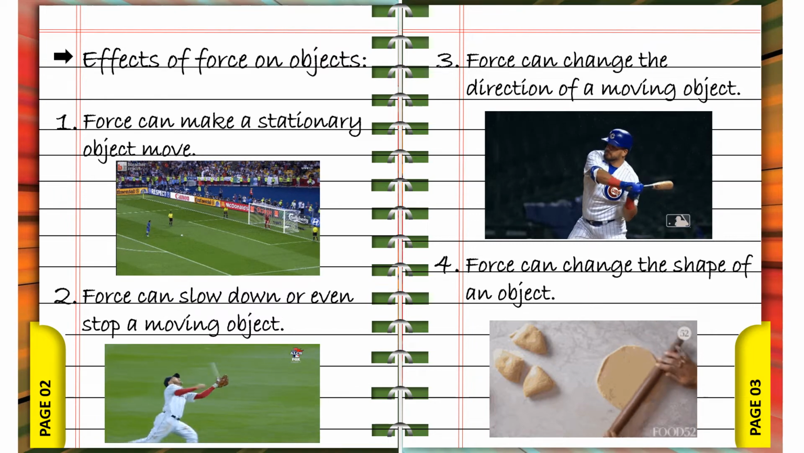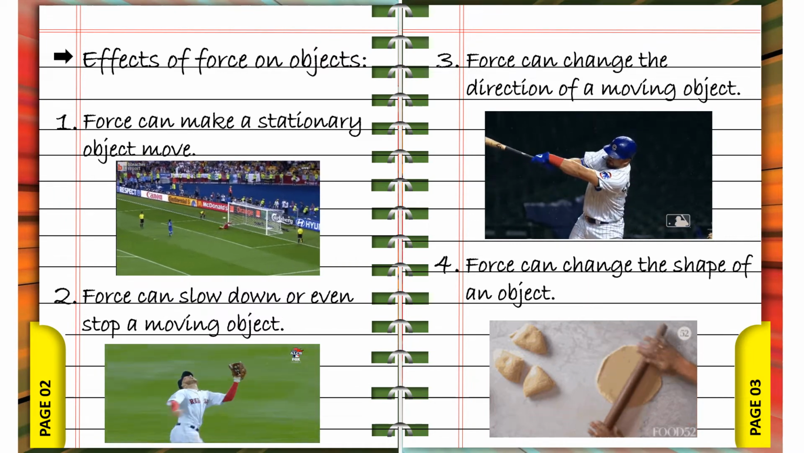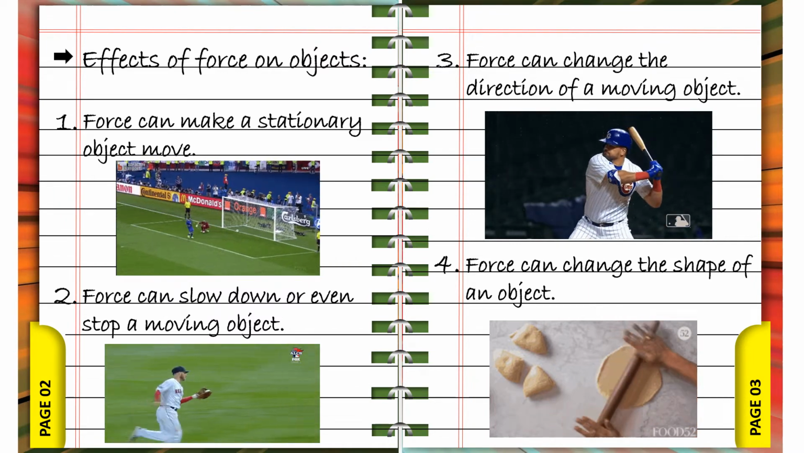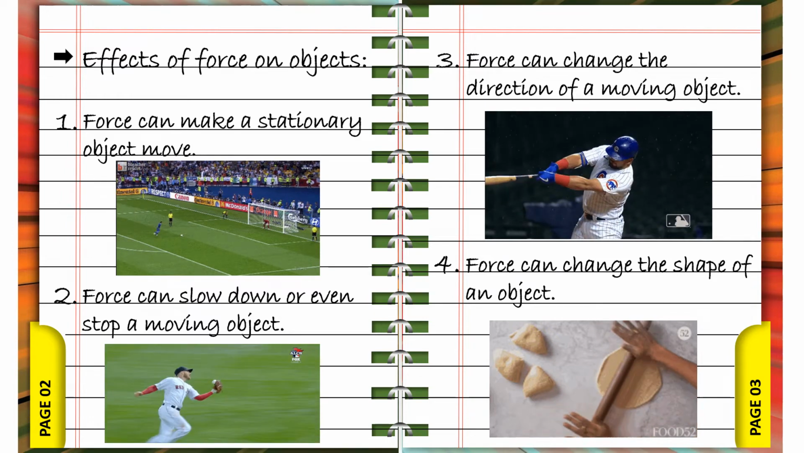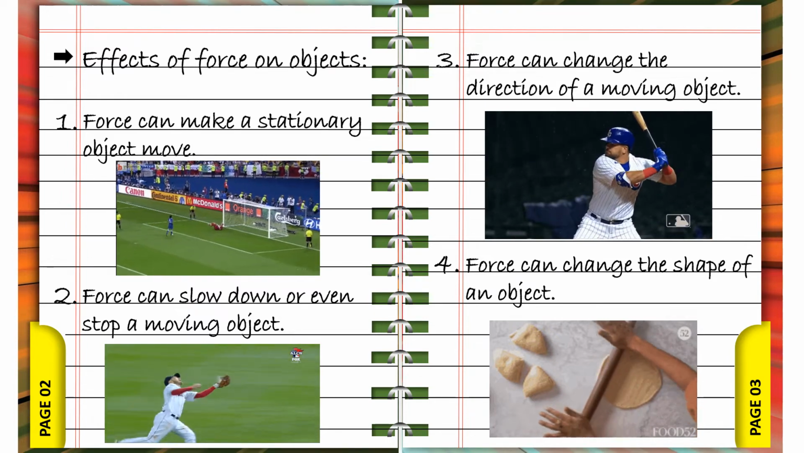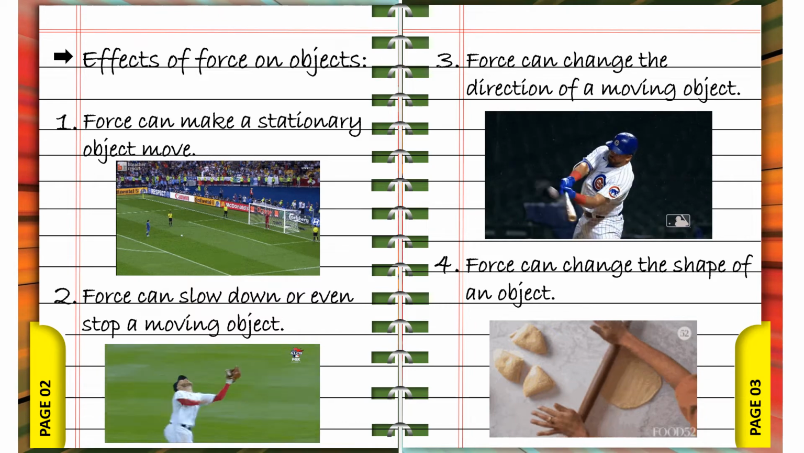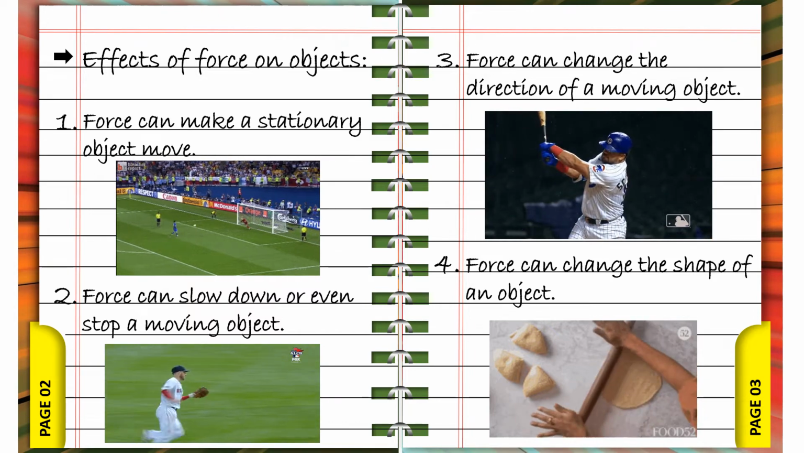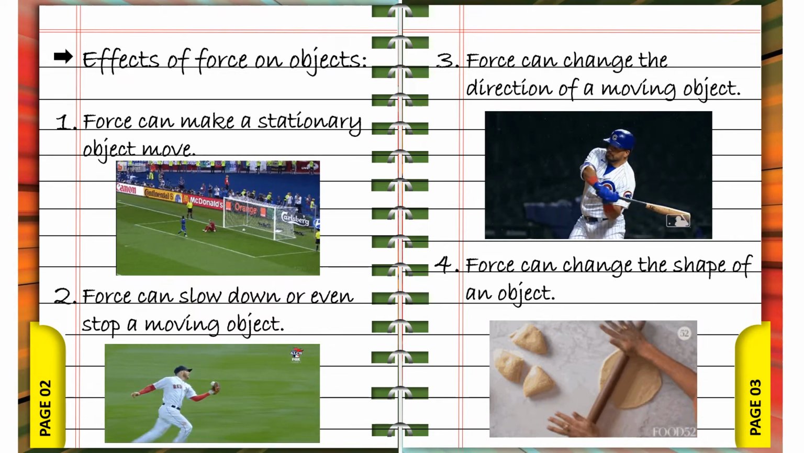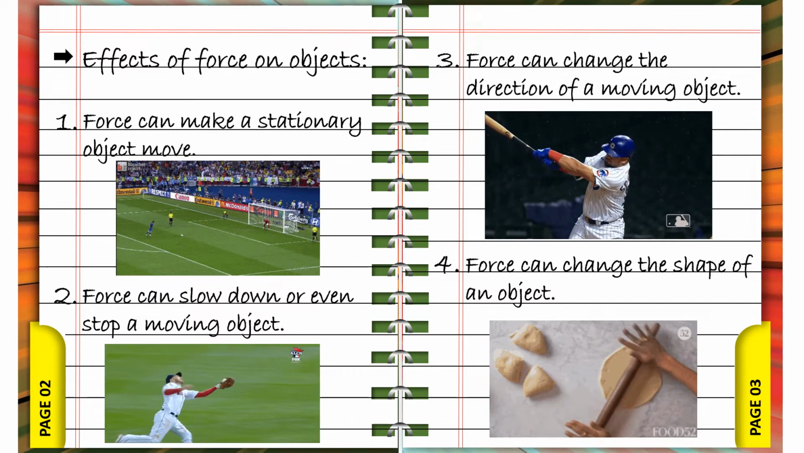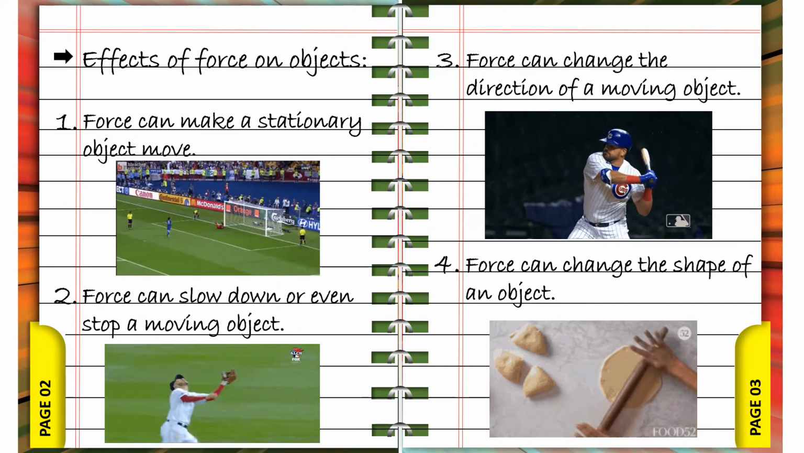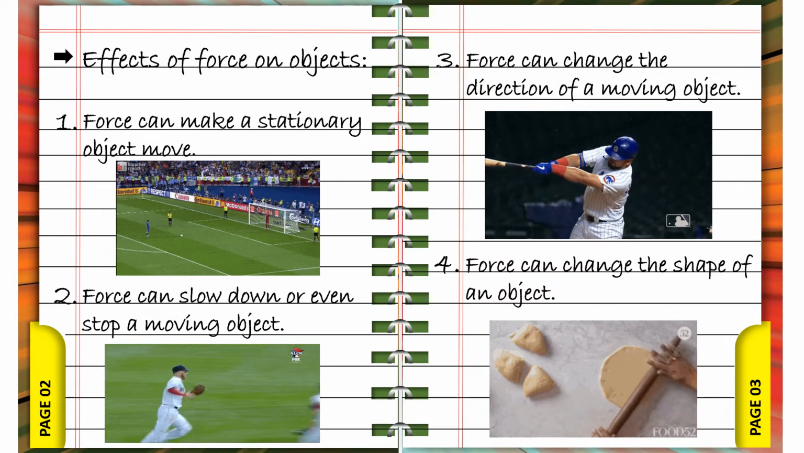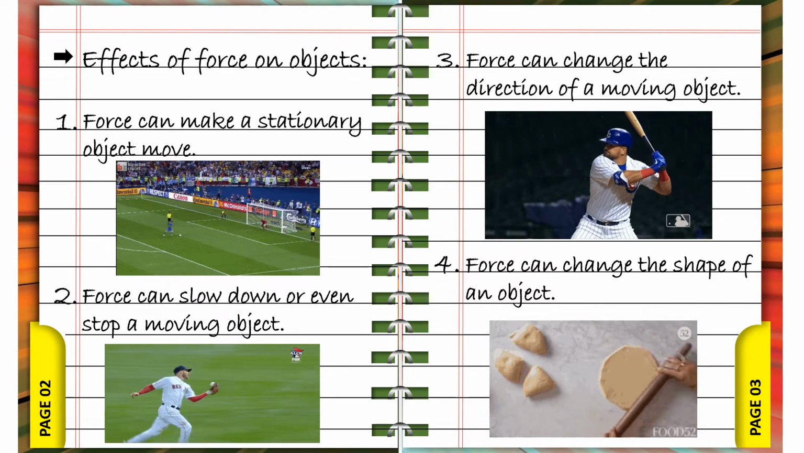Here, when the player is striking the ball, it moves in another direction and it is different from the direction in which it was coming. Fourth, force can change the shape of an object. Here, when the dough is subjected to force, the shape of it changes. This shows that force can change the shape of an object.